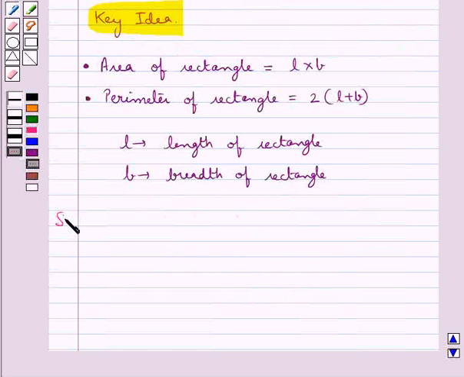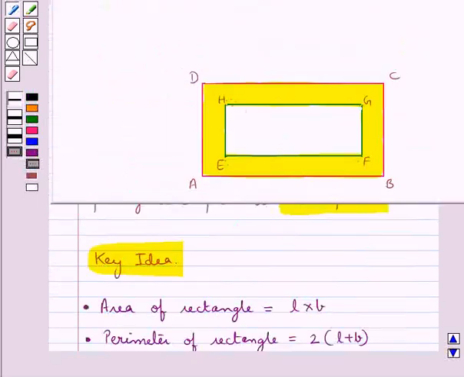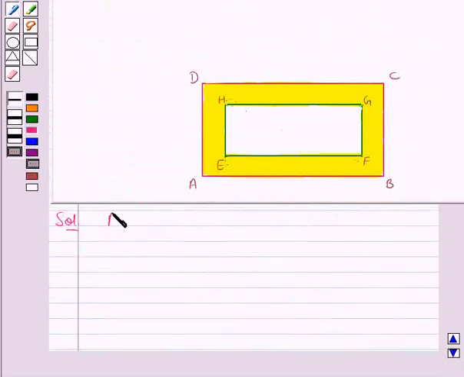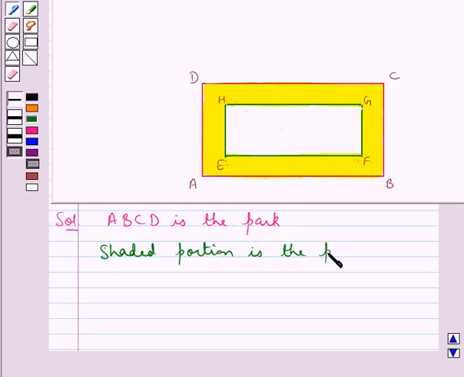Let's move on to the solution now. Consider this park ABCD, that is, we have ABCD is the park and this shaded portion is the path inside the park.